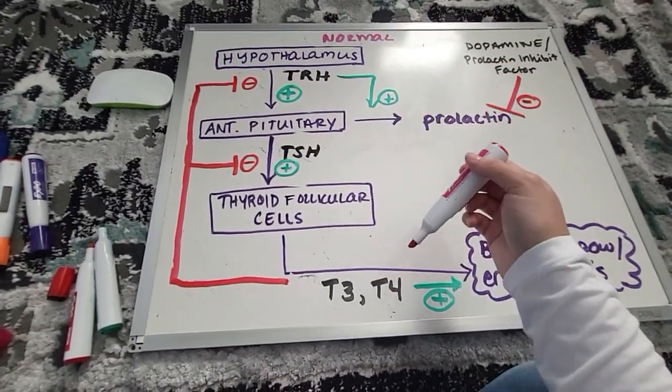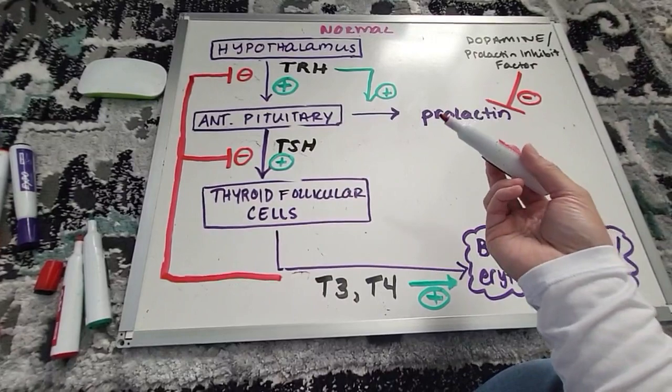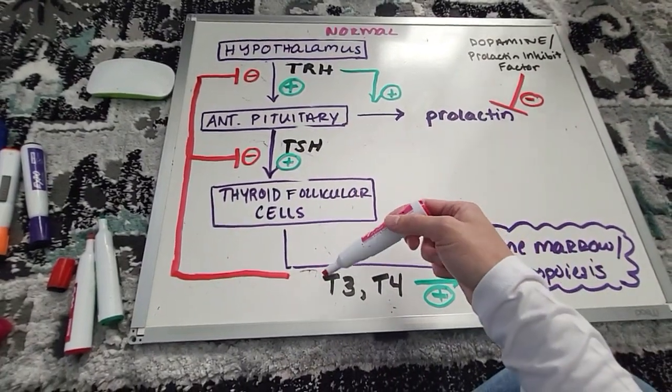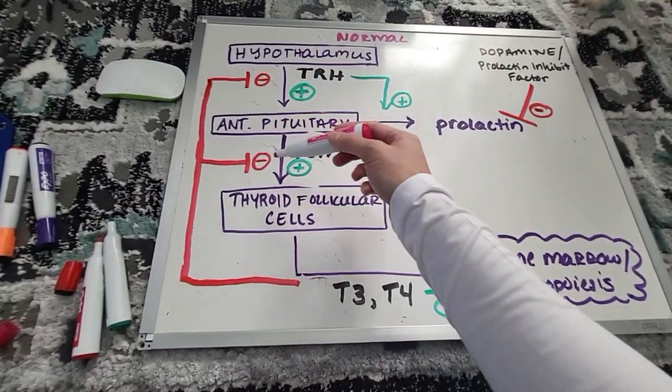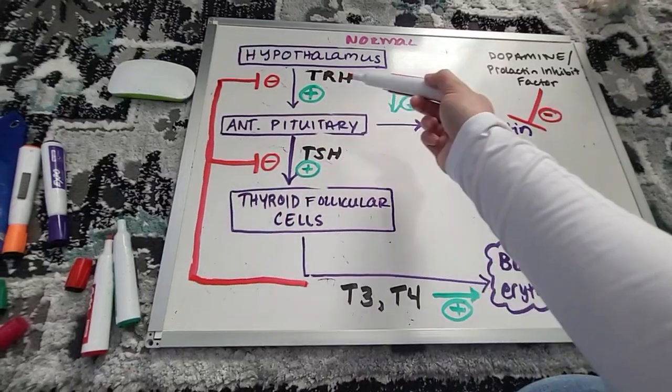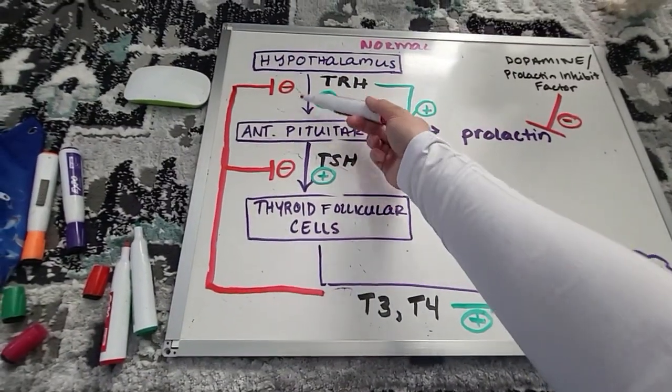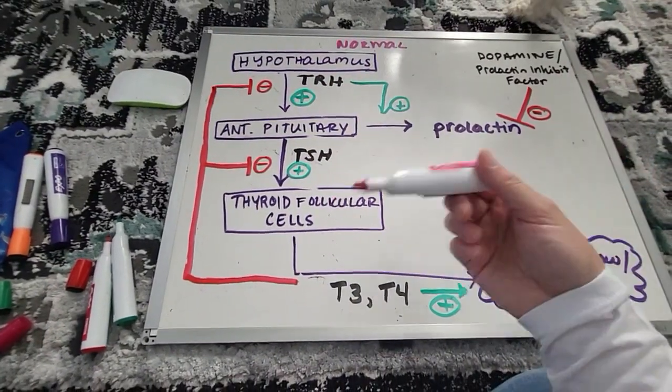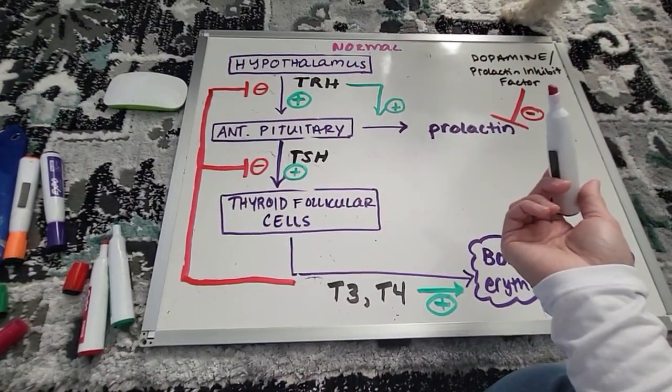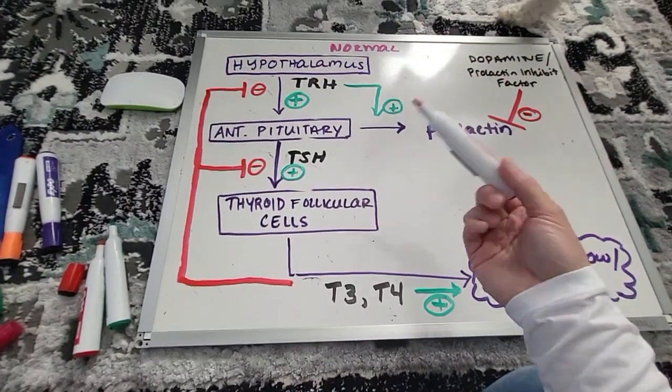And this T3 and T4, once it reaches adequate levels, will be able to inhibit the production of both TRH and TSH. It will inhibit it because the body is saying, I have enough T3, T4. I don't need to make any more.